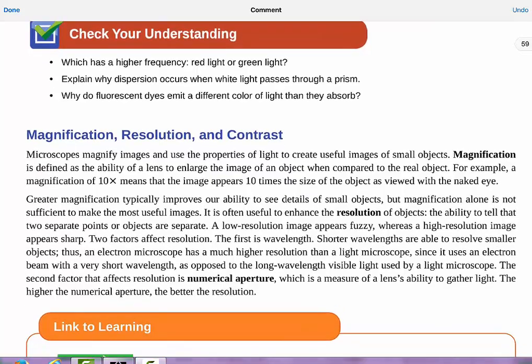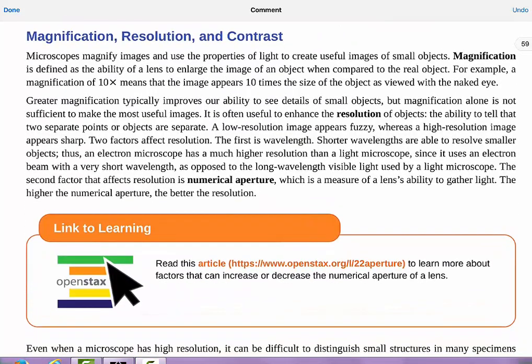All right, so let's talk about magnification, resolution, and contrast. So remember, we're talking about all of these different things, reminding us of chemistry and some physics so that we can then get to what it is that we're seeing and why we're seeing it with a microscope. Microscopes magnify images and use the properties of light to create useful images of small objects, right? Just a little reminder there.